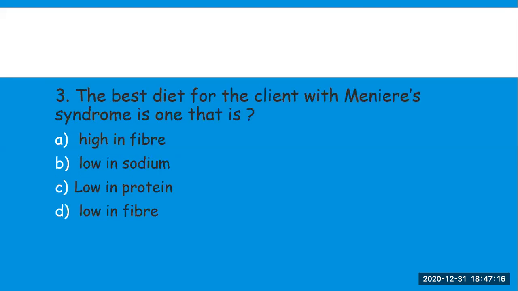The best diet for the client with Meniere syndrome is one that is A. High in fiber, B. Low in sodium, C. Low in protein, and D. Low in fiber. So first you must know which syndrome they're asking about. This syndrome is related to an ear disorder. It is a disorder related to the endolymph. When there is more endolymph in the ear, it leads to Meniere's disease. And the right answer is low in sodium. So whenever the patient has Meniere's disease, we have to provide a diet that is low in sodium.